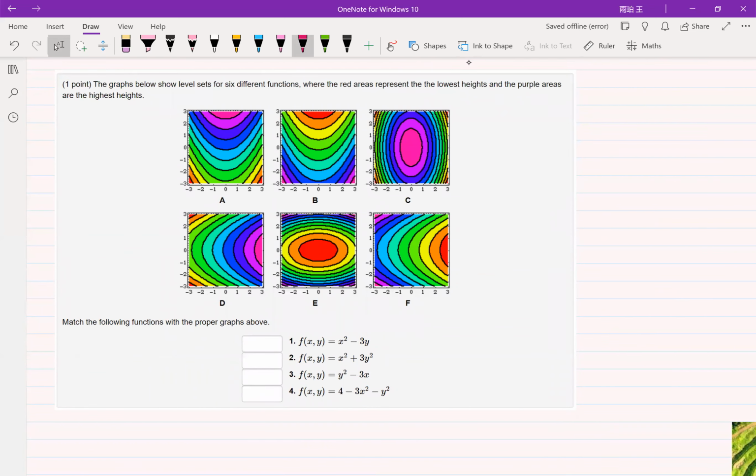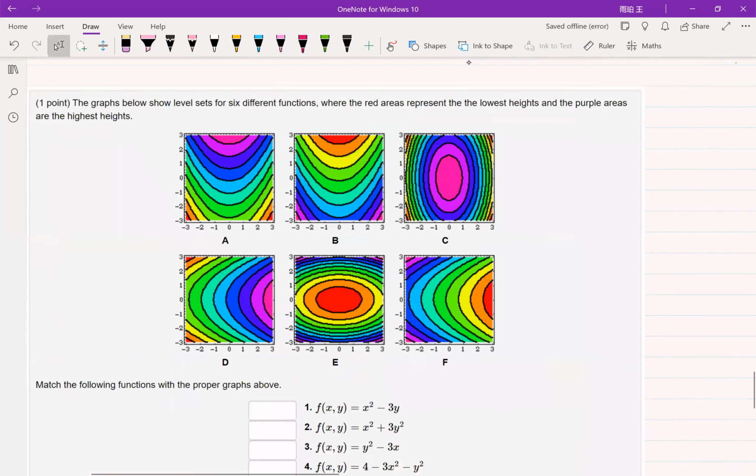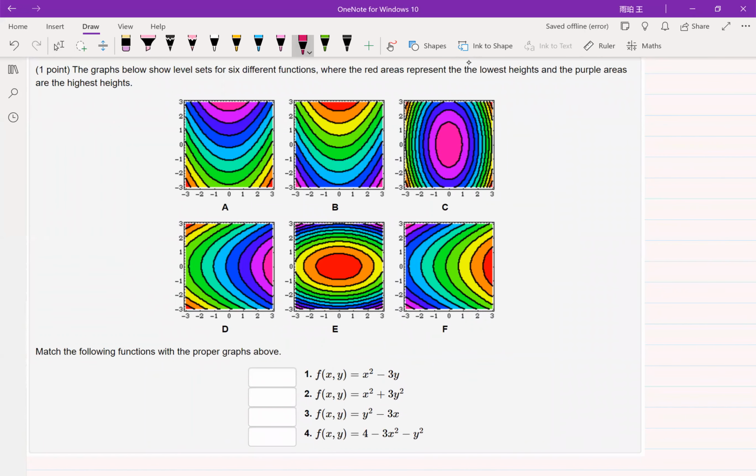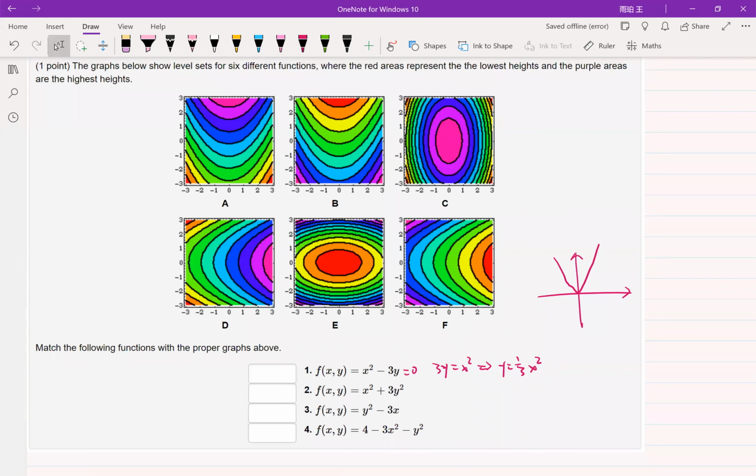Okay, so the first one asks you to find the contour plot of f(x,y) equals x squared minus 3y. Why don't we look at the case where z equals 0 first? At z equals 0, we have 3y equals x squared. That gives us y equals 1/3 x squared. Quite simply, we know it's going to look like this, and y equals 0 where x equals 0. Okay, so that eliminates C, D, E, and F. So only A and B are viable options for this question.